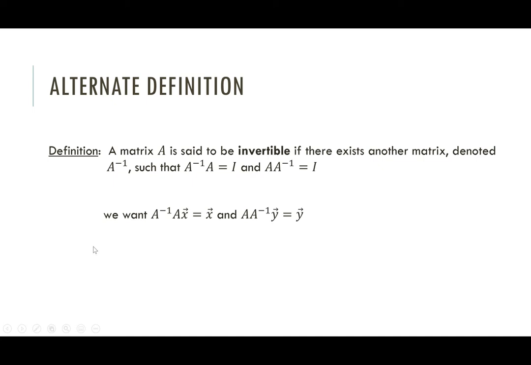But a matrix times a matrix is a matrix. So what matrix should this be? It's got to be the identity matrix, because the identity matrix is the matrix that takes a vector and does nothing to it. So hopefully this definition is reasonable.